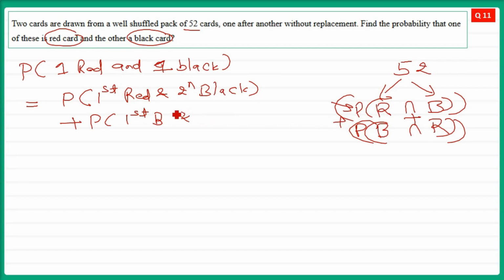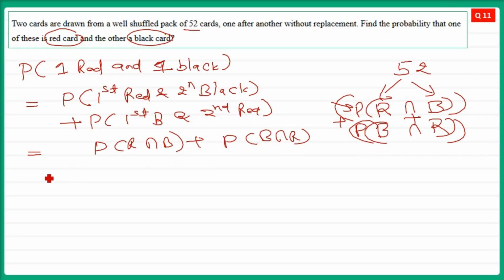This is the probability of B intersection R, which I am representing on the right hand side, which you see also. Now P(R intersection B), you can directly write for this case, and B intersection R for this case. R comes first, black comes second, then black comes first and red comes second. Now these are independent events, so multiply them. P(R) multiplied by P(B) plus P(B) multiplied by P(R). You know already what independence means now.